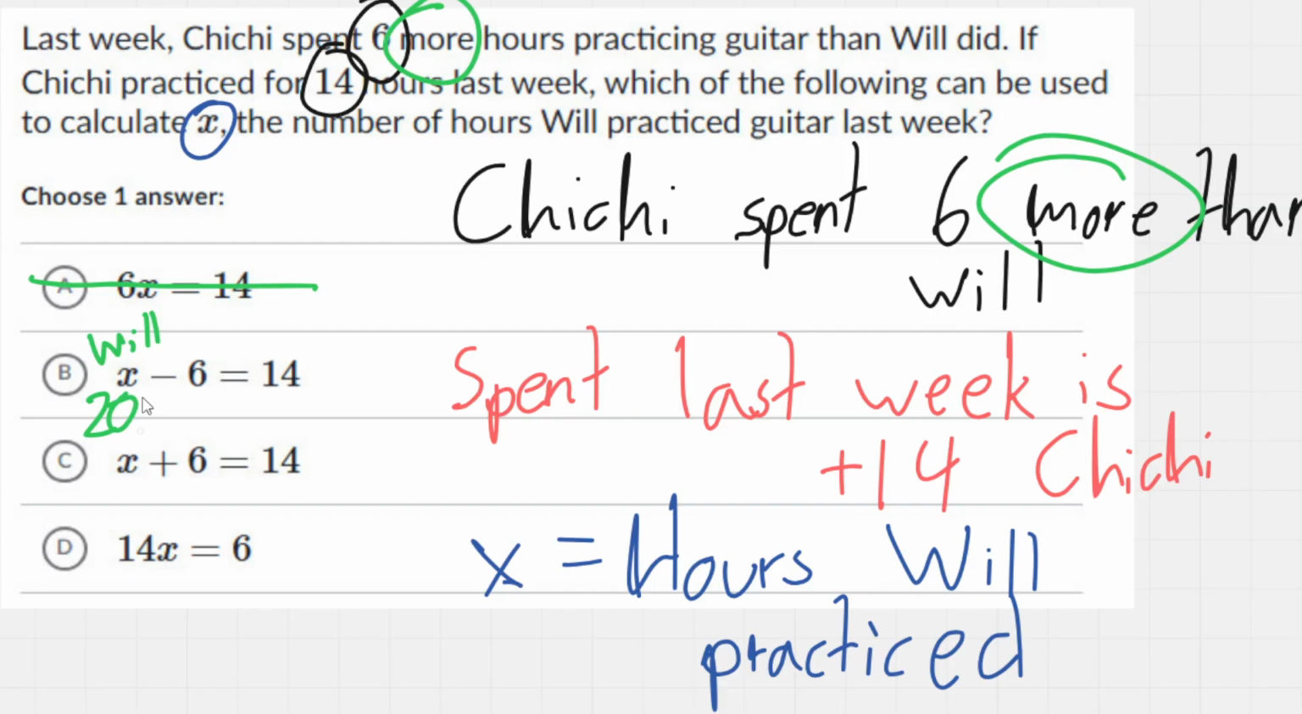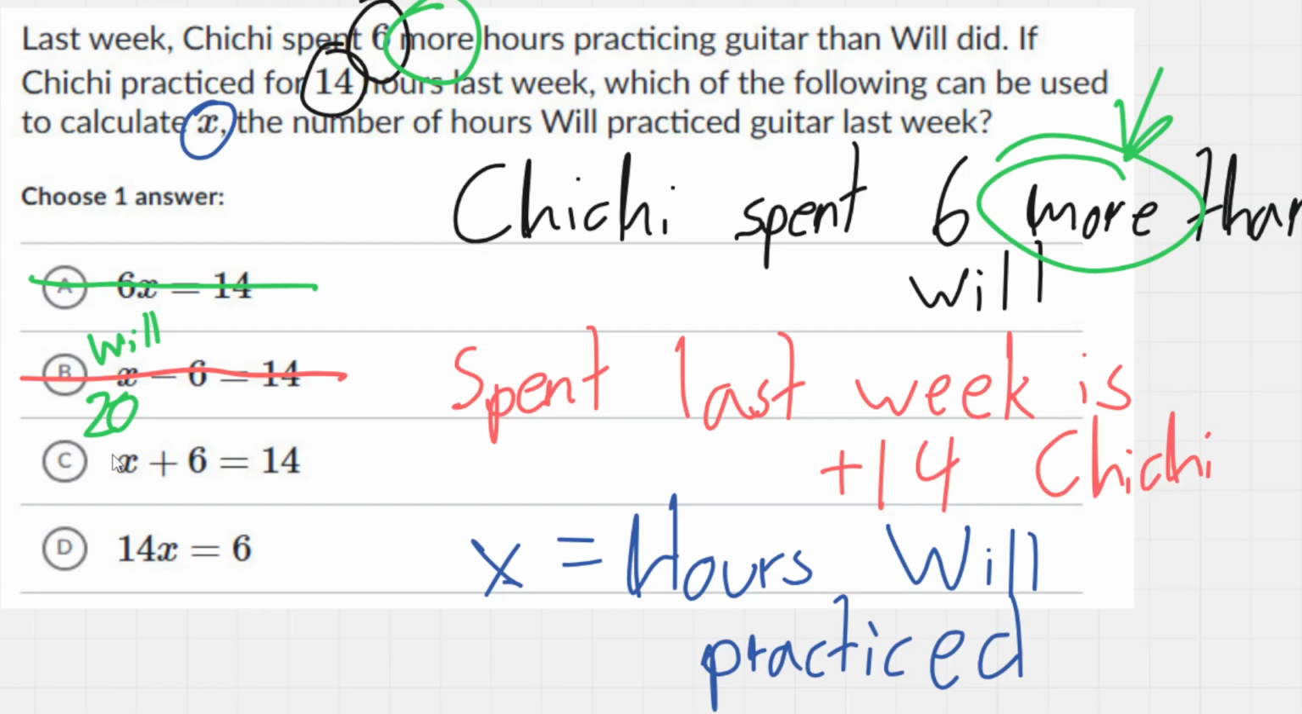So Will practiced 20 hours and then minus 6, but you pause really quickly and acknowledge that if you're subtracting 6, it's weird, because it's saying that Chi spent 6 more. That doesn't make sense. Why are you subtracting when you're saying that I have more of that? Notice how I'm wording it, so that it makes more sense: if you're saying more, you're adding, which is exactly what the next answer choice is. So we can go ahead and cross out option number 2, which is B.